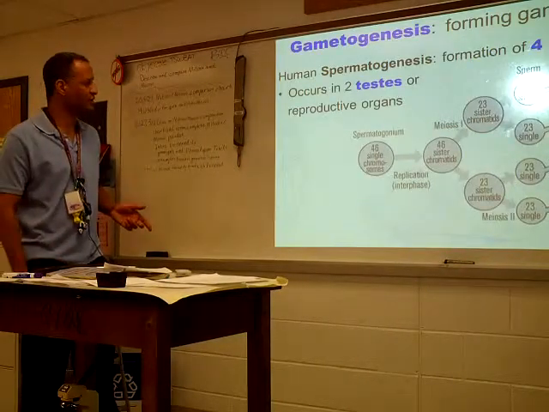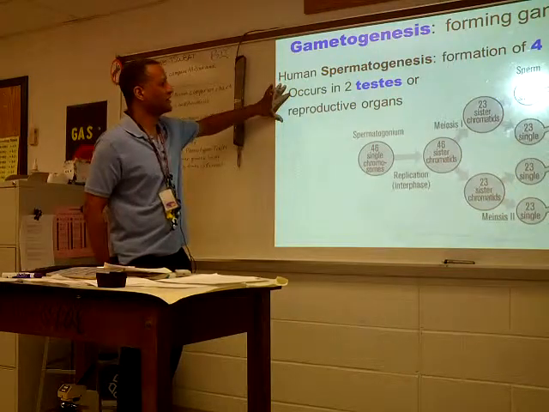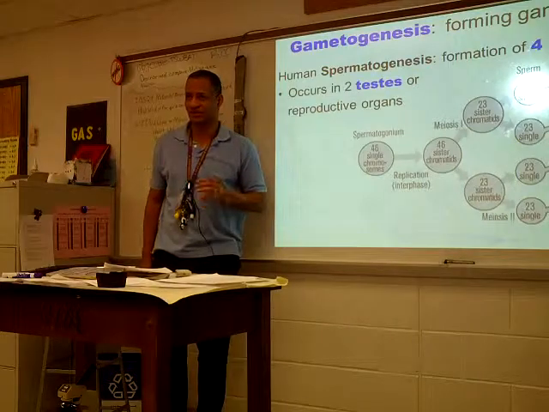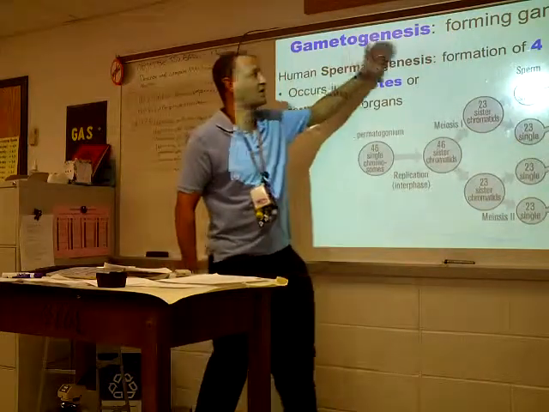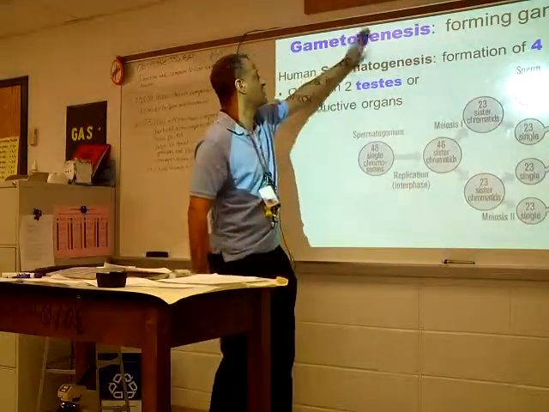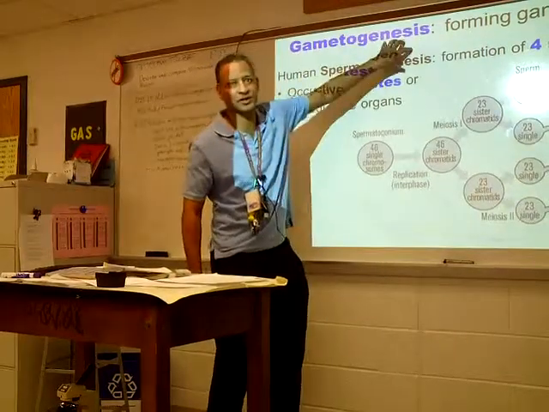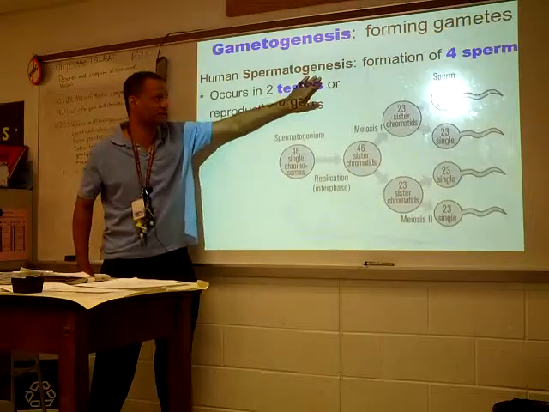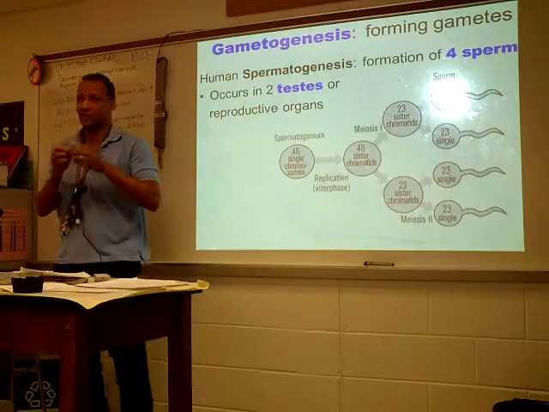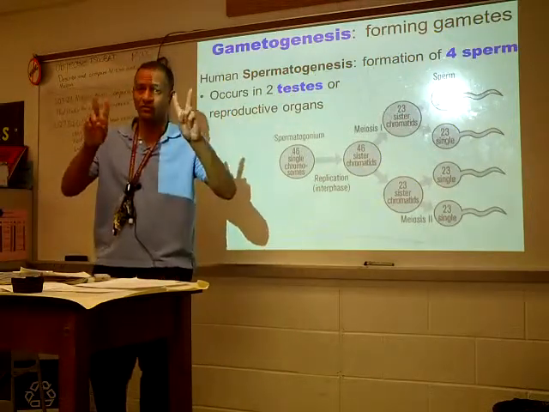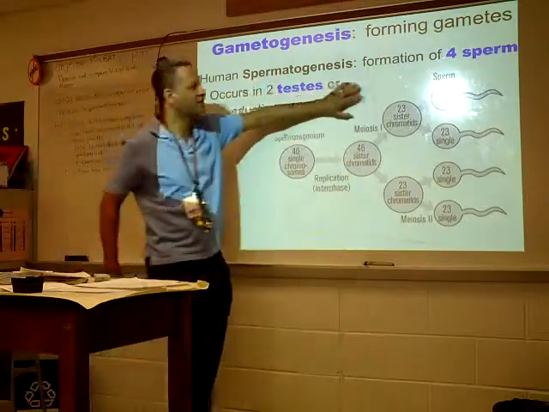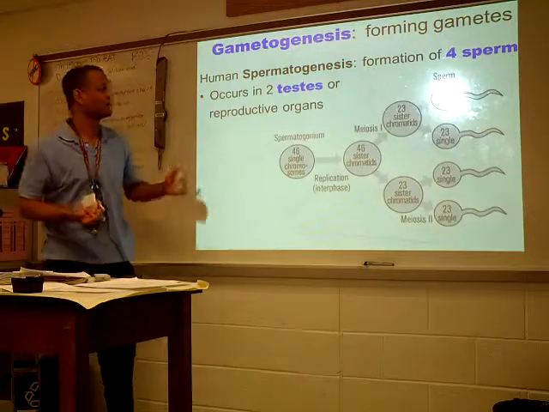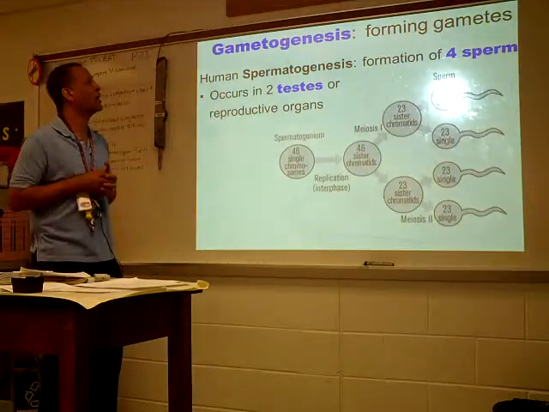Here's one of the things I want to do here. Let's look at the difference between these two. Gametogenesis is the generic name for producing gametes: genesis, creation of gametes, gamete creation, or gametogenesis. Specifically in a male, it's called spermatogenesis. Meiosis 1, meiosis 2, four cells. Each one of those four cells is a viable sperm cell. We're going to see a difference between that and female gametogenesis.